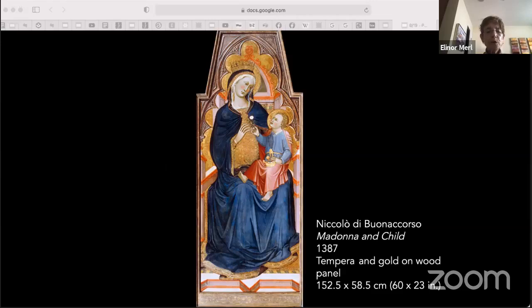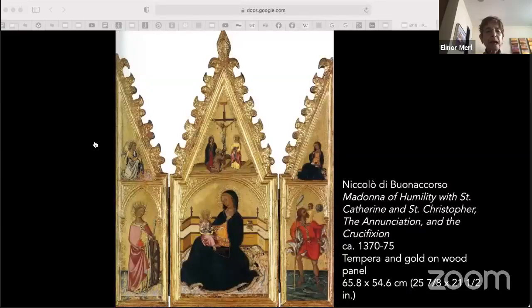We now move on to a devotional work also by Niccolo di Buonaccorso, the Madonna of Humility, done a bit earlier in 1370 to 75, when the artist was only in his 20s. This work is small and intense. The little triptych, a three-part hinged image, was almost certainly intended for private use by a wealthy patron. Its interior is divided into 6 zones.